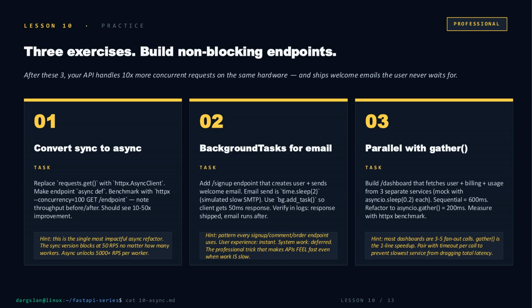Time to put it into practice. 3 exercises in order of impact. First, take any endpoint using requests, swap in httpx.AsyncClient, mark it async def, and benchmark. You'll watch throughput jump 10 to 50 times on the same box. Second, build a sign-up that fires the welcome email through background tasks, so the client gets a 50-millisecond response while the slow SMTP runs after. Third, a dashboard that fans out to 3 services. Sequential is 600 milliseconds. asyncio.gather brings it to 200. Do these 3, and your API is production ready.